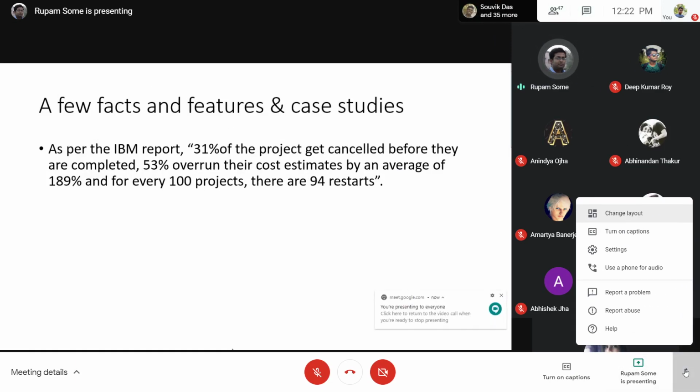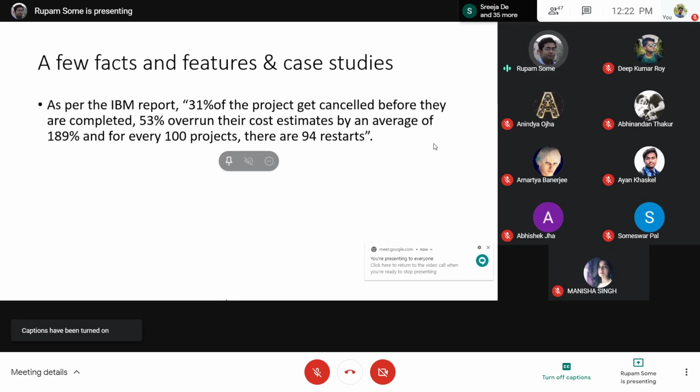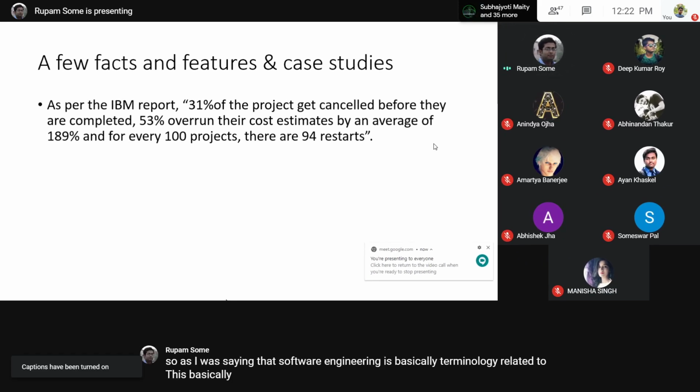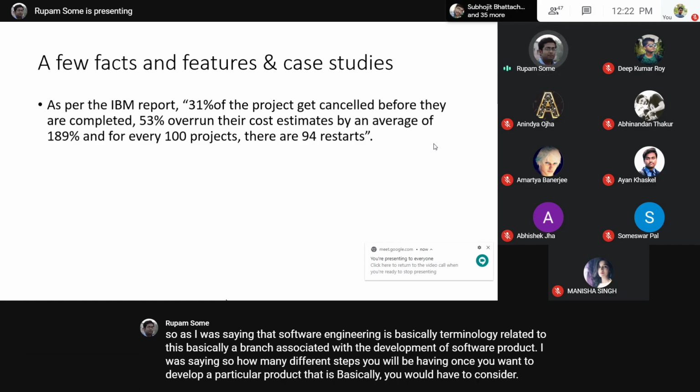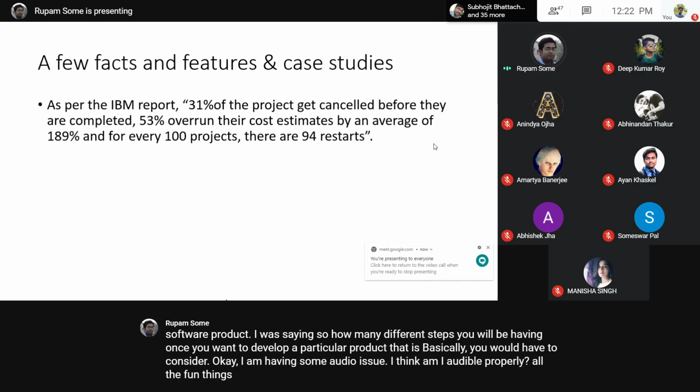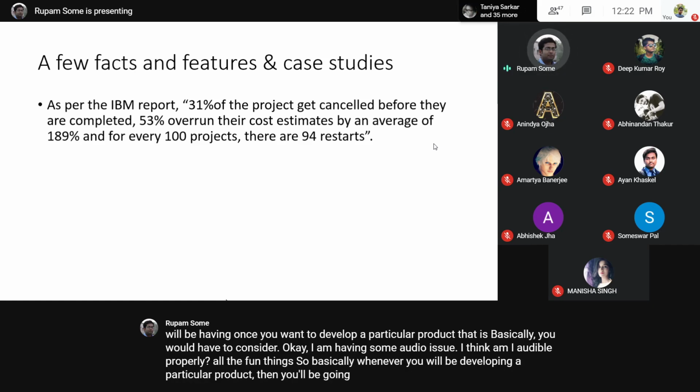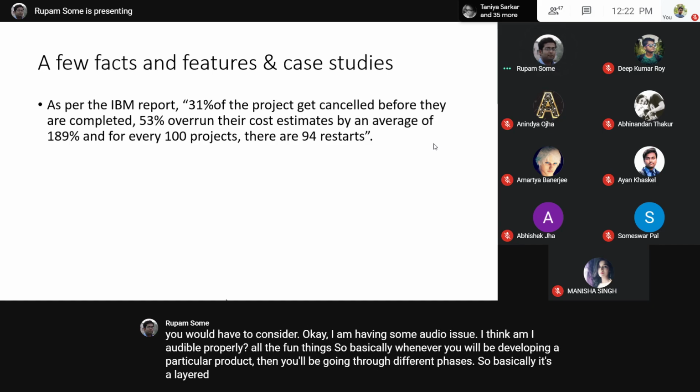These slides are very important for you to understand, and I intentionally included them, although they do not have any direct relationship with the curriculum you have. Please do go through them. These are facts, features, and some case studies as per the IBM report, which I picked up by Googling. As per the IBM report, 31% of projects get cancelled before they are completed. 53% overrun their cost estimate by an average of 189%. And for every 100 projects, there are 94 restarts.